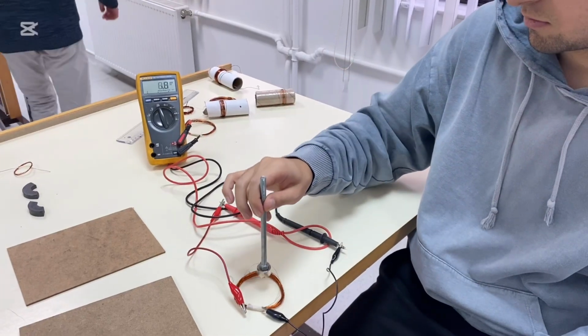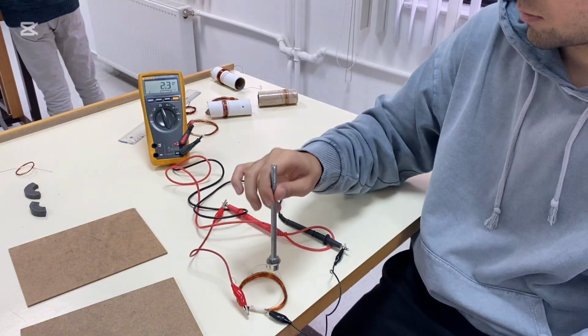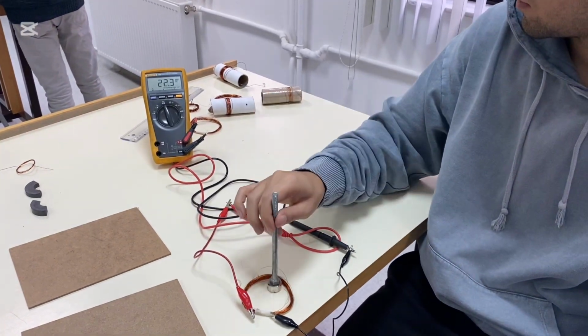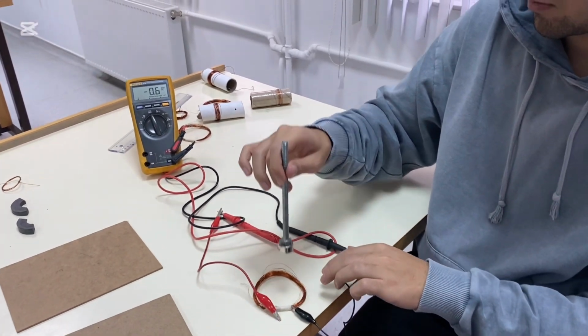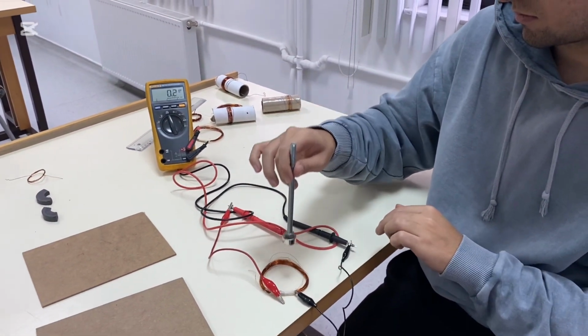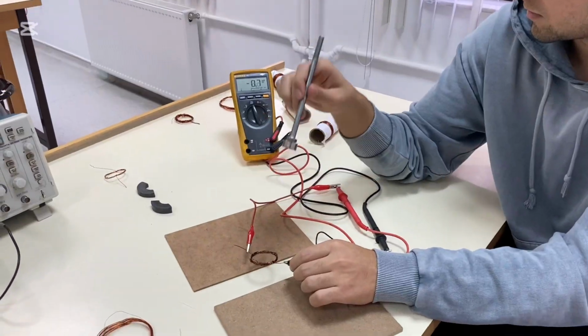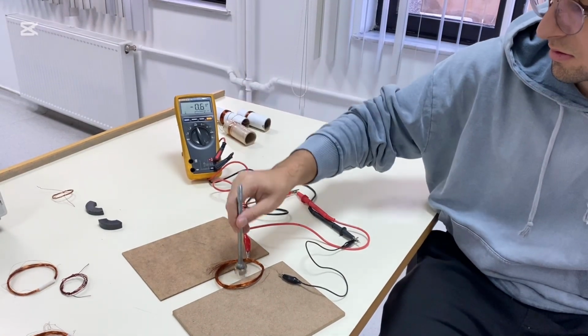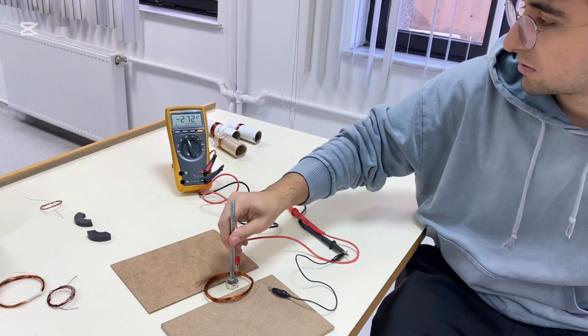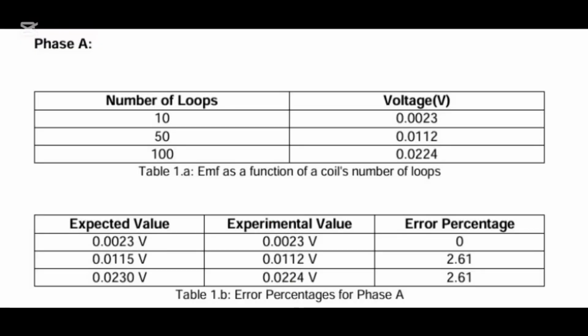Now, this is phase B. In phase B, I investigated the effect of coil radius. This time, the number of turns was kept constant at 20, but the coils had different radii, 3 cm, 6 cm, and 9 cm. Just like in phase A, I used a fixed height for releasing the magnet to maintain consistency in the results. Now let's look at the results.